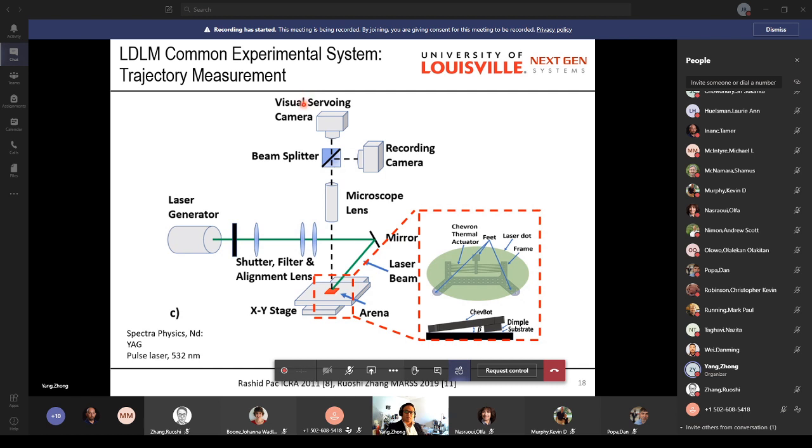And when we shine this laser beam, it will heat up the structure, making the motion of the microrobot. So you need an XY stage combined with the camera to recenter this microrobot under the laser beam.